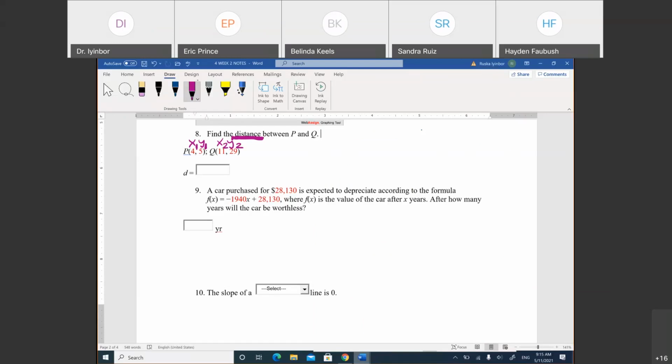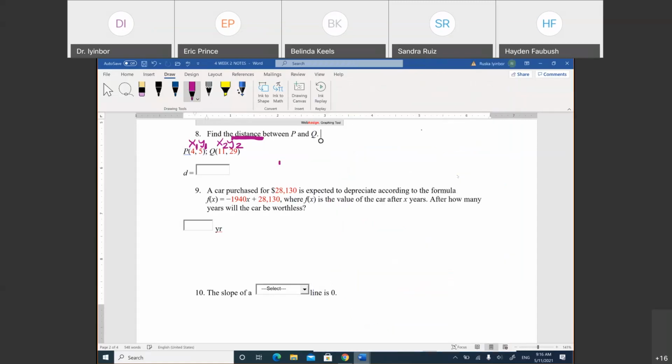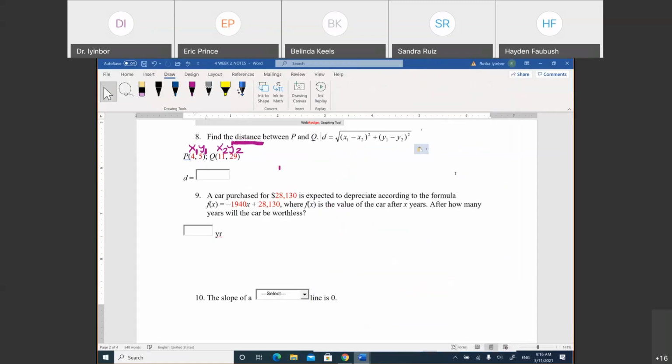So 4 is going to be x1. 5 is going to be y1. Okay? 11 is x2. 29 is going to be y2. Okay? And then I'm going to get that formula. I'm going to copy this formula, and I'm going to just copy and paste so you can have it. And I'm going to put the formula here. And I can just follow that formula.